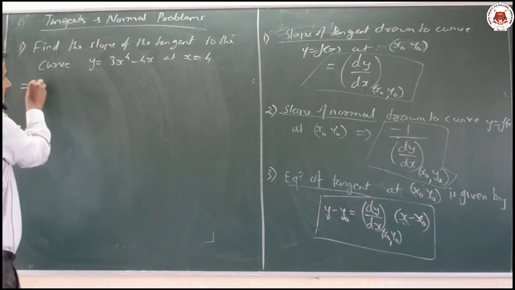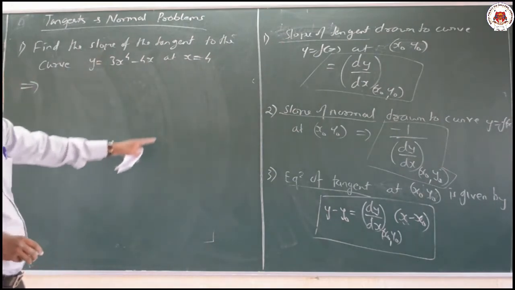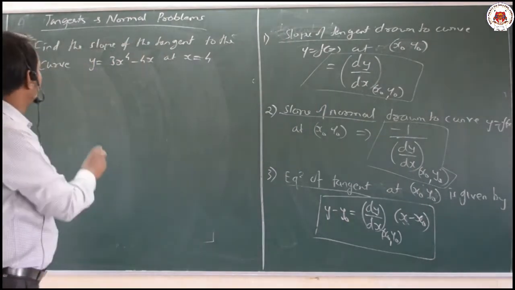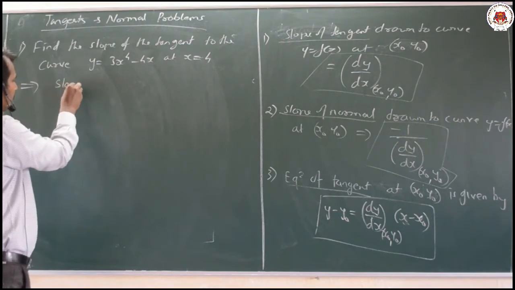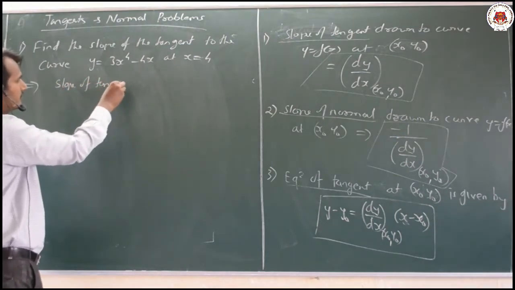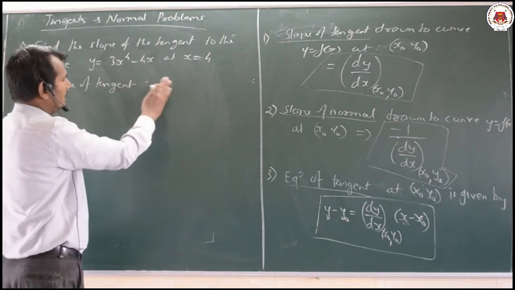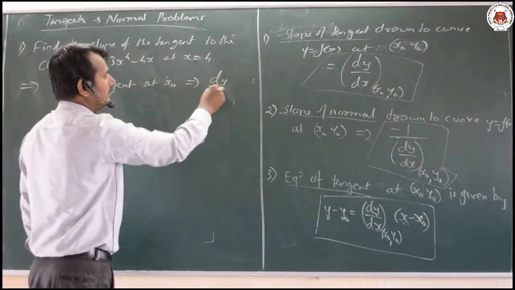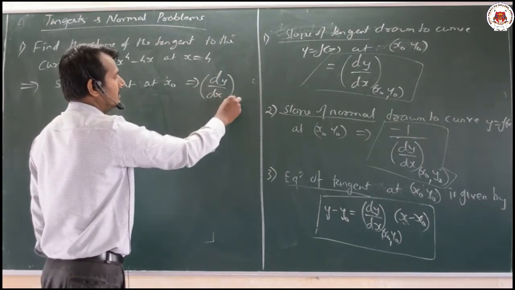Now what is asking here? Find the slope of the tangent. The slope of the tangent is given by dy by dx at x naught, y naught. Okay, that is the slope of the tangent at x naught, which implies dy by dx at x naught, y naught.